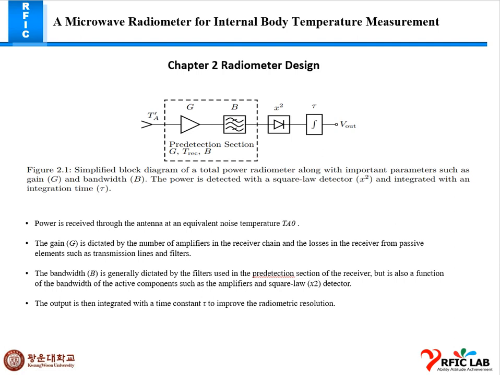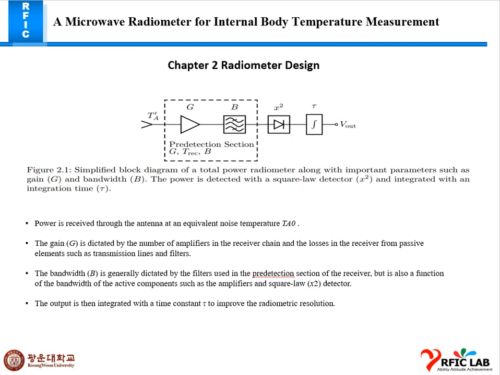Now I'm going to explain this figure, as you can see in this presentation, a simple block diagram of a total power radiometer along with important parameters such as G, which is gain, and bandwidth B. You can see the power is detected with a square law detector, x square, and integrated with an integration time t. In simple terms, power is received through an antenna at an equivalent noise temperature, which is T_A, and the gain G is determined by a number of amplifiers in the receive chain, and loss in the receiver from passive elements such as transmission line and filter.